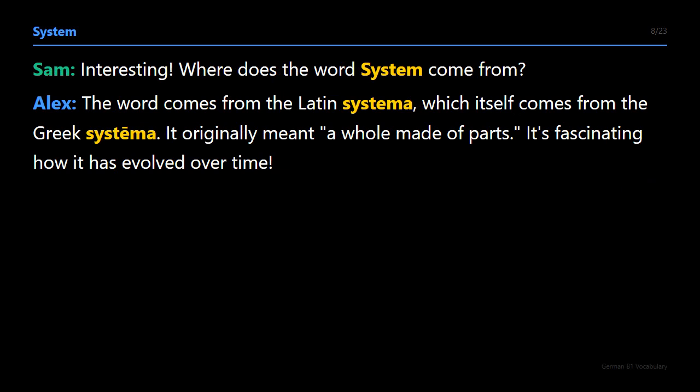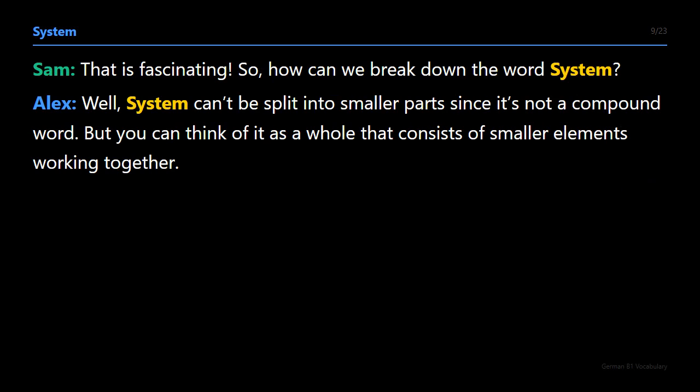That is fascinating. So, how can we break down the word System? Well, System can't be split into smaller parts since it's not a compound word. But you can think of it as a whole that consists of smaller elements working together.